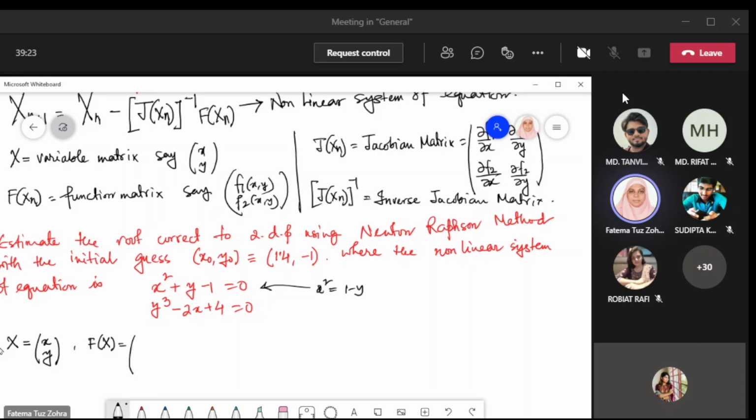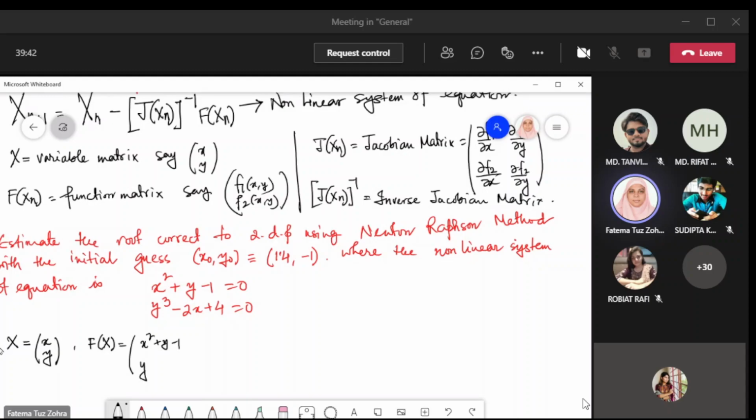Is that clear? When writing the function matrix, you must arrange the equation so that one side becomes 0. So what I have, x squared plus y minus 1, is already in that format, and the second equation is y cubed minus 2x plus 4. So that is my function matrix.